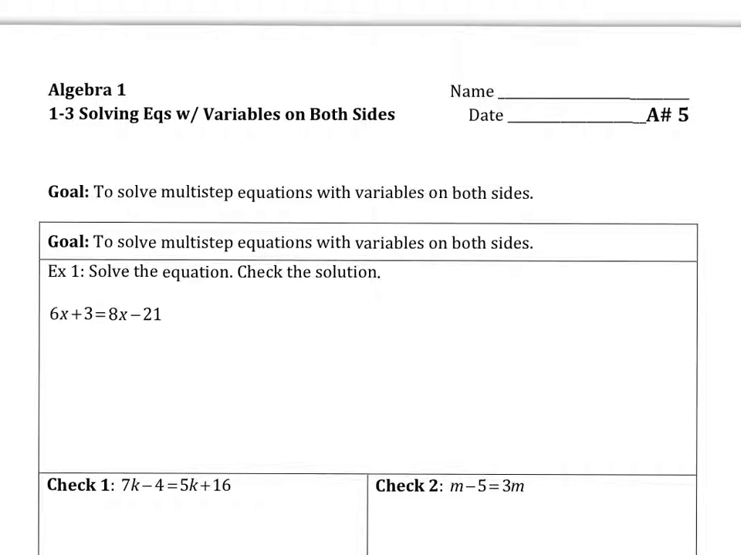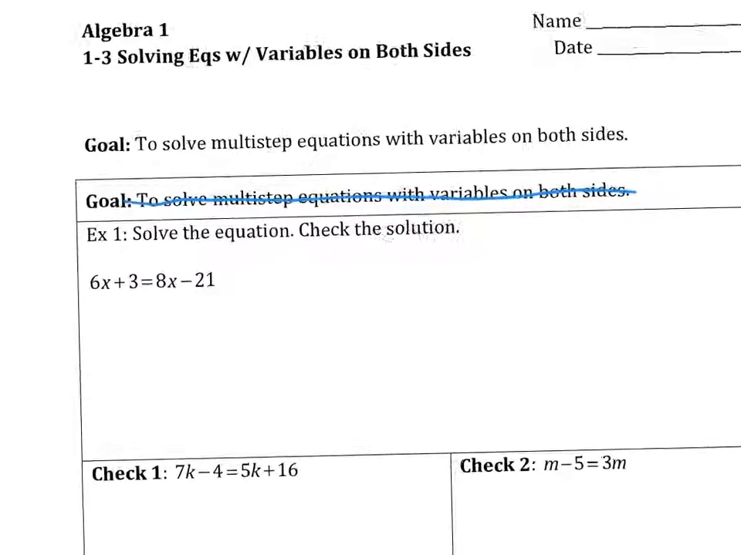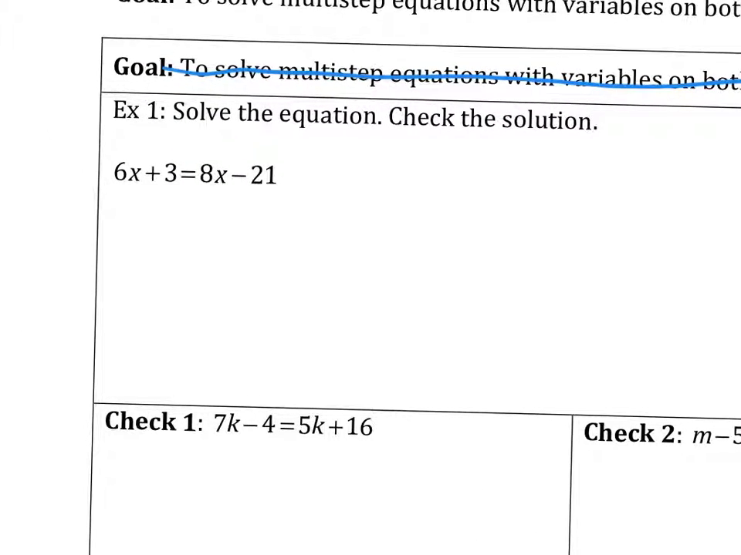So, math magicians, on this beautiful day, we're going to be looking at how to solve multi-step equations with variables on both sides. For some reason, I printed gold twice, so I'll delete that. And our first example, we're going to solve the equation, and we're going to check the solution.